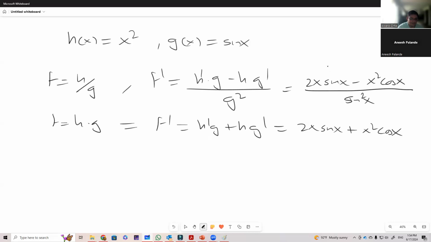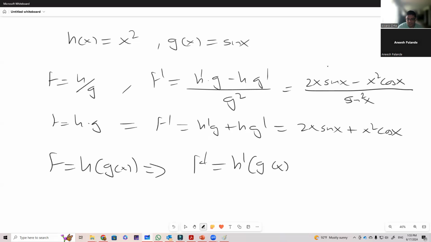But you can also have compositions. So for example, f equals h composed with g of x. And that implies that f prime, going with the chain rule, is h prime composed with g of x times g prime of x. And in the chain rule, it helps that you identify who each of the functions is.